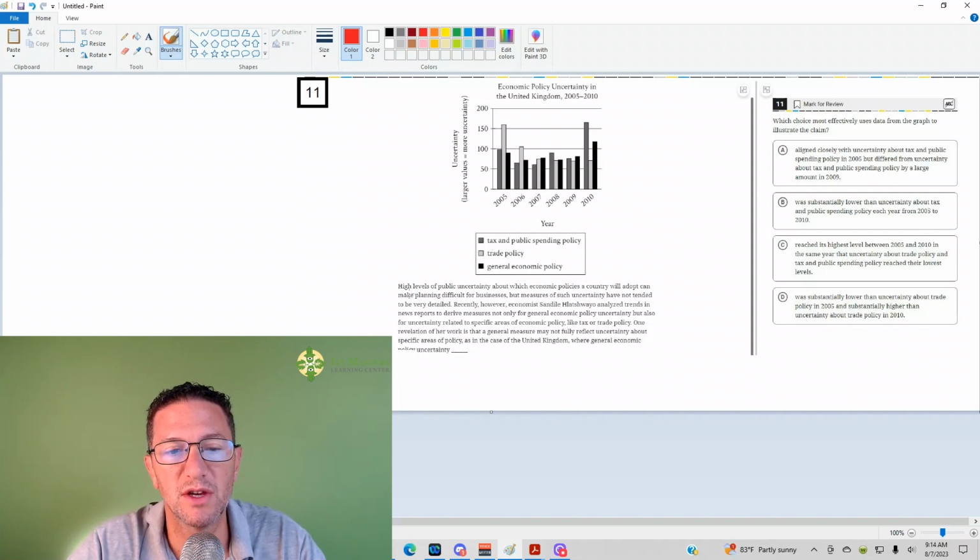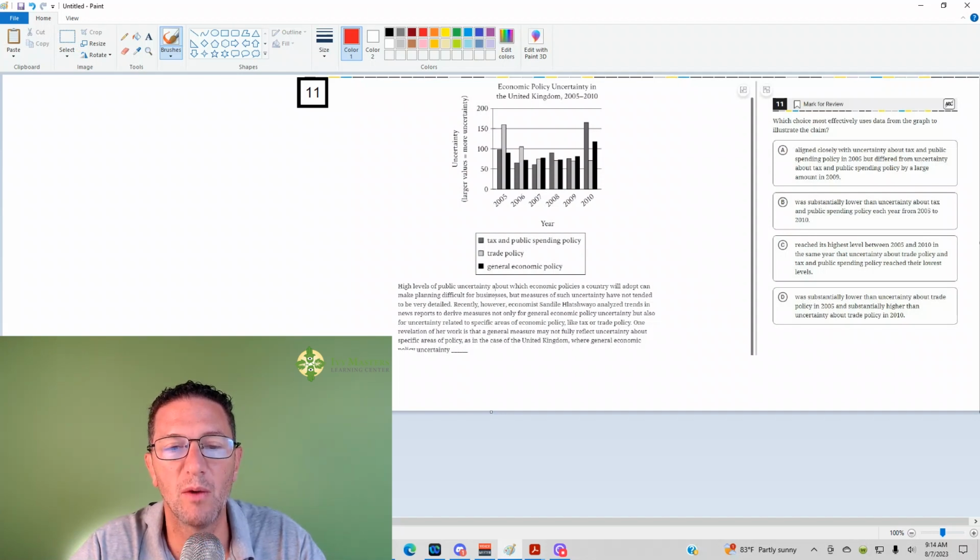Then we read the passage and it says, high levels of public uncertainty about which economic policies a country will adopt can make planning difficult for businesses, but measures of such uncertainty have not tended to be very detailed. Recently, however, economist Sandile Hlatshwayo analyzed trends and news reports to derive measures not only for general economic policy uncertainty, but also for uncertainty related to specific areas of economic policy like tax or trade policy. One revelation of her work is that a general measure may not fully reflect uncertainty about specific areas of policy.